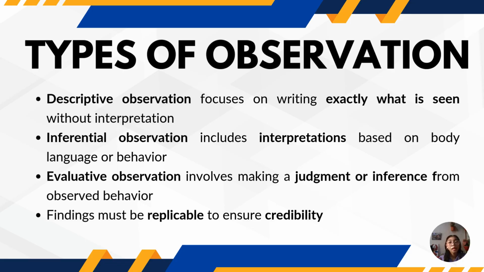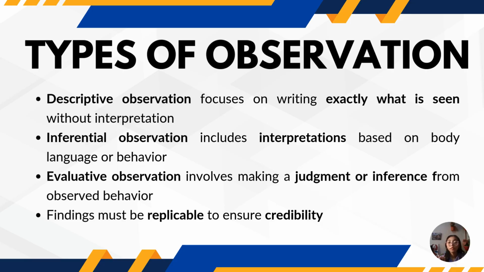So there are three main types of observation in action research. The first one is descriptive observation, which involves writing down exactly what is observed without adding interpretation.